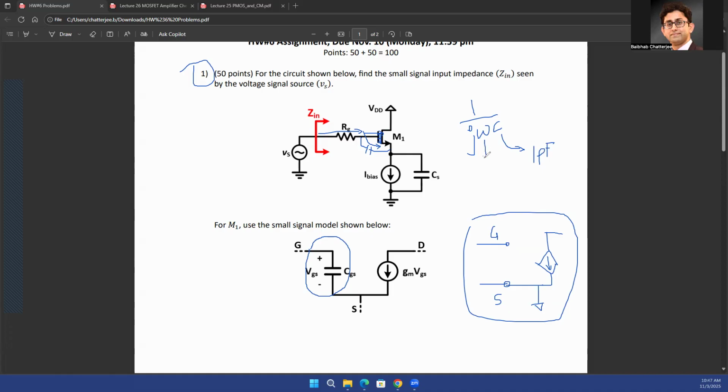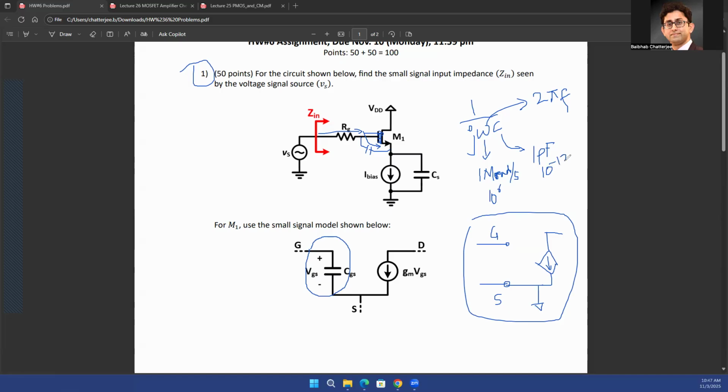Now, if your omega is 1 megaradians per second, I'm writing the unit for omega as radians per second, because this is angular frequency. You know that omega is equal to 2 pi times f, where f is given in hertz, and 2 pi times whatever frequency you're given gives you the angular frequency. Let's say omega is 1 mega and capacitance is 1 pico. So you have 1 mega multiplied with 1 pico. 1 mega is 10 to the power 6 and 1 pico is 10 to the power minus 12.